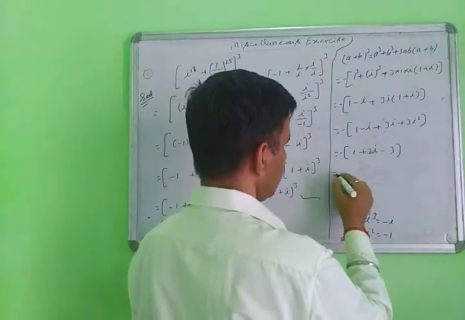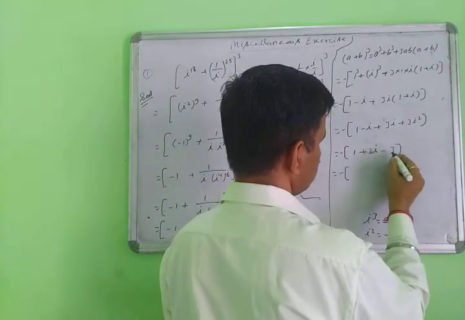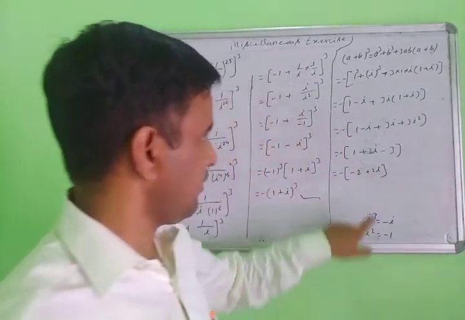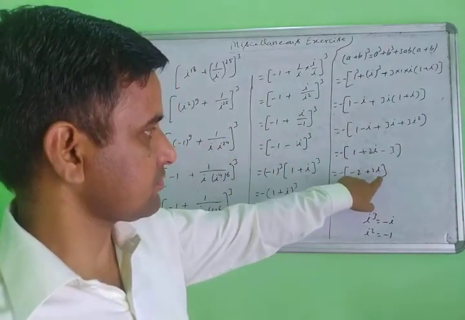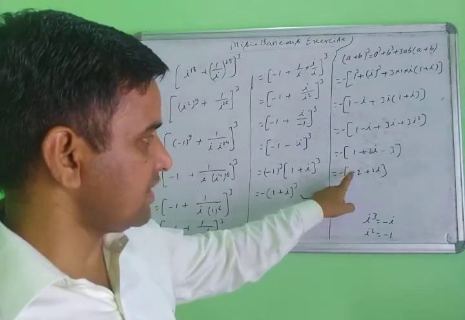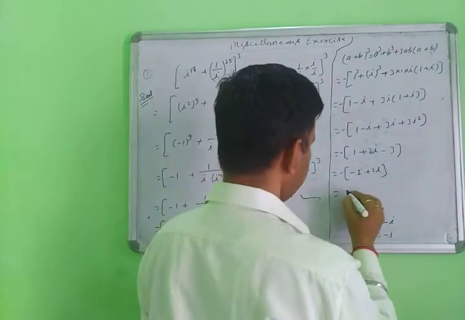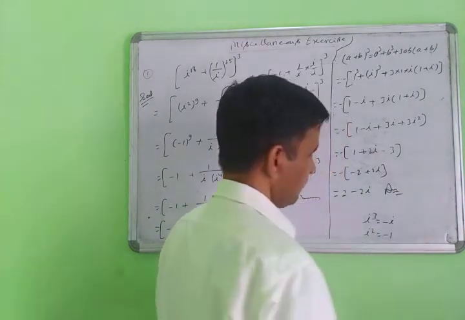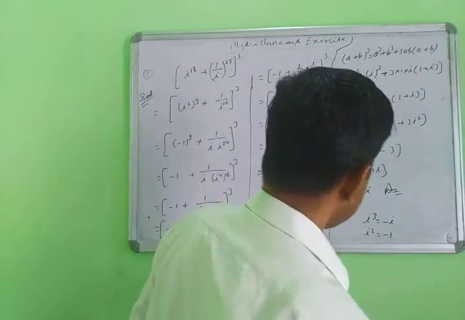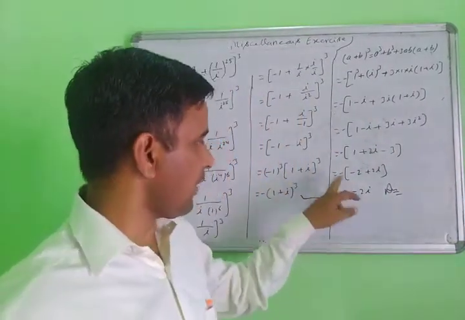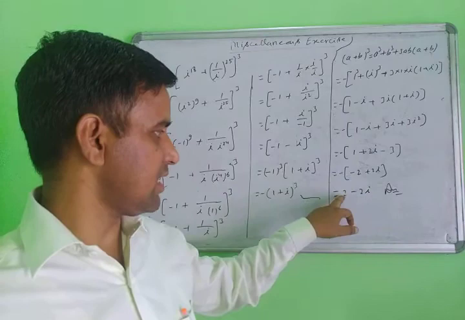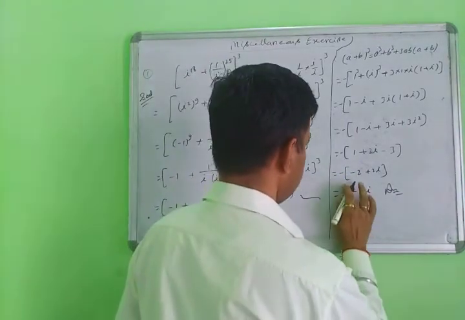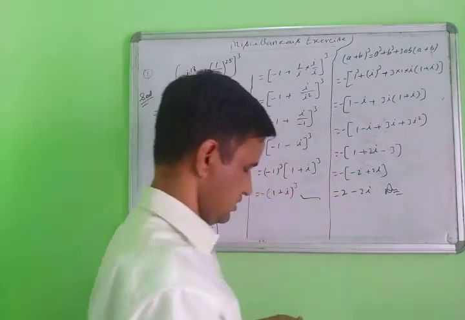So what is solved here: 1 minus 3 is minus 2, plus 2 iota, giving minus 2 plus 2 iota. Now multiply the outside minus sign inside. What value is left? 2 minus 2 iota. This is your final answer.